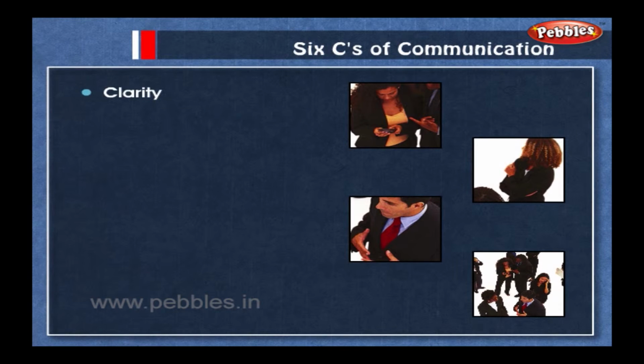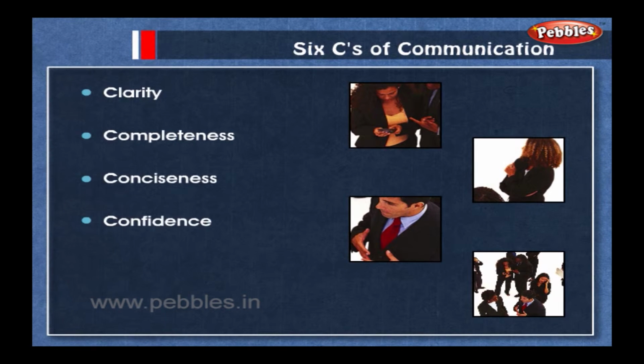Your behavior during the GD is very important. Be patient and don't get upset against anyone's views. Stay objective and do not take the discussion personally. Also remember the 6 C's of communication. They are clarity, completeness, conciseness, confidence, correctness, and courtesy.